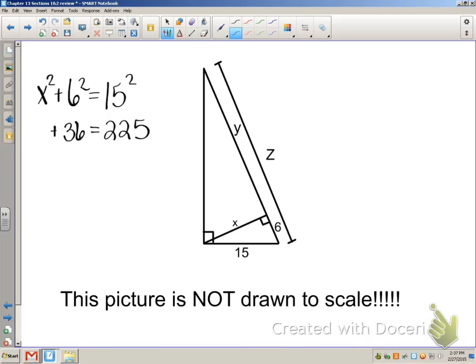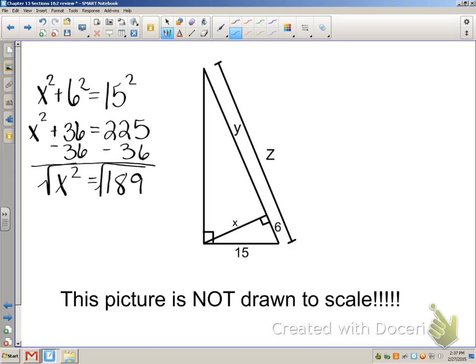So in order to get x by itself, I want to subtract 36 from both sides. If I subtract 36 from 225, I'm going to get 189. Now, I don't want x squared, I just want x. So I'm going to take the square root of both sides. And so for the measure of x, I get the square root of 189. I'm just going to keep it as the square root of 189. That way I don't have a fraction or decimal or whatever.